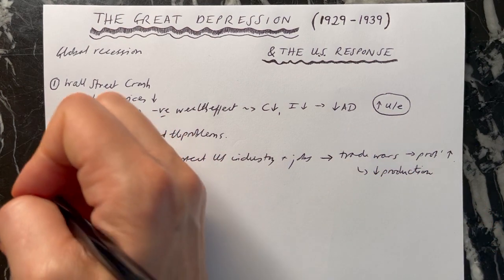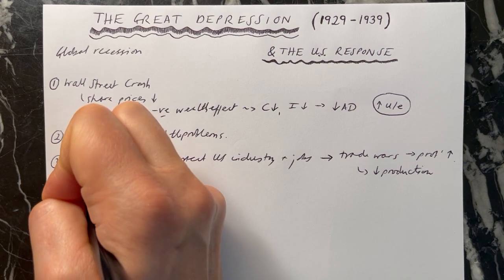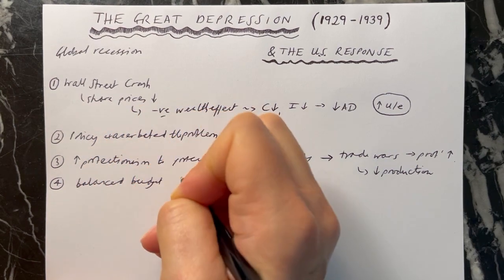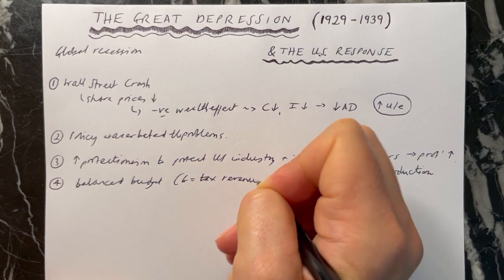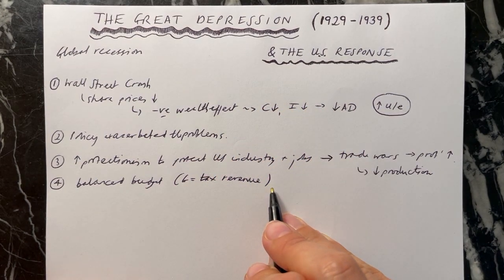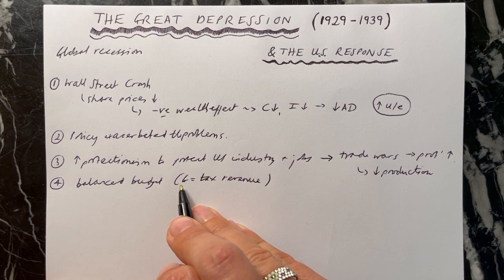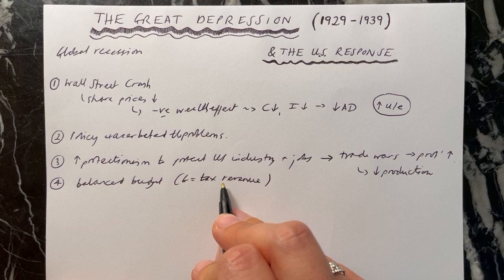The other bigger problem was that at the time, the government thought that a balanced budget, that's government spending being equal to tax revenue, was extremely important. And as a result of this, they really thought that they needed to cut down on the amount of government spending, and they needed to increase tax revenue in order to be able to get a balanced budget.